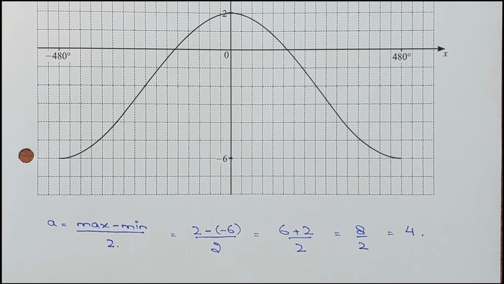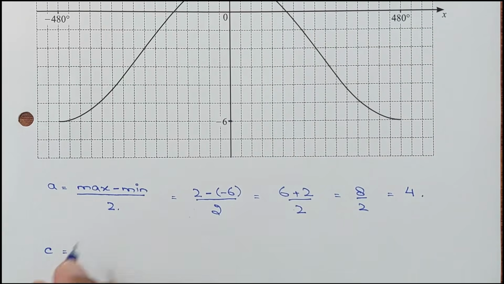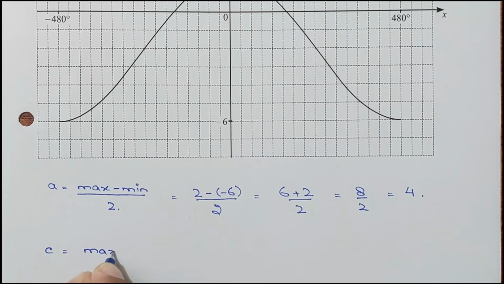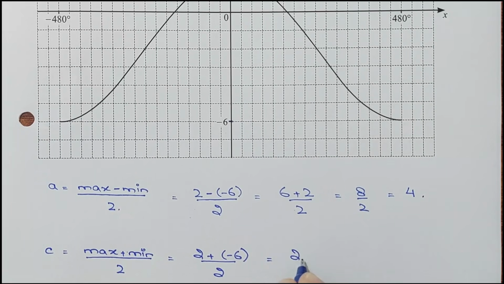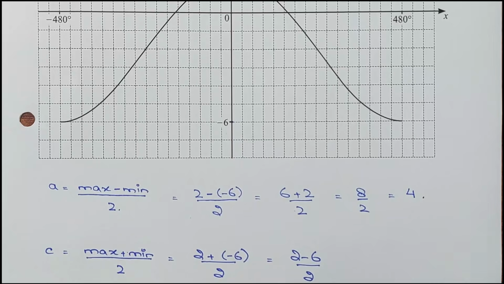Now let me solve for the c value. The equation of the x-axis has the formula: maximum value plus minimum value divided by 2. The maximum is 2 plus the minimum is -6, divided by 2. So this equals 2 minus 6 divided by 2, that is -4 divided by 2, which is -2. So -2 is the equation of the x-axis.